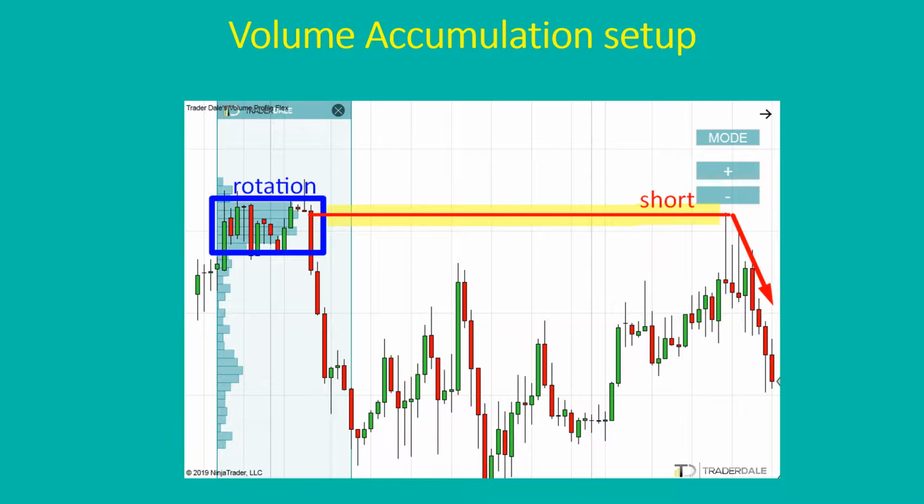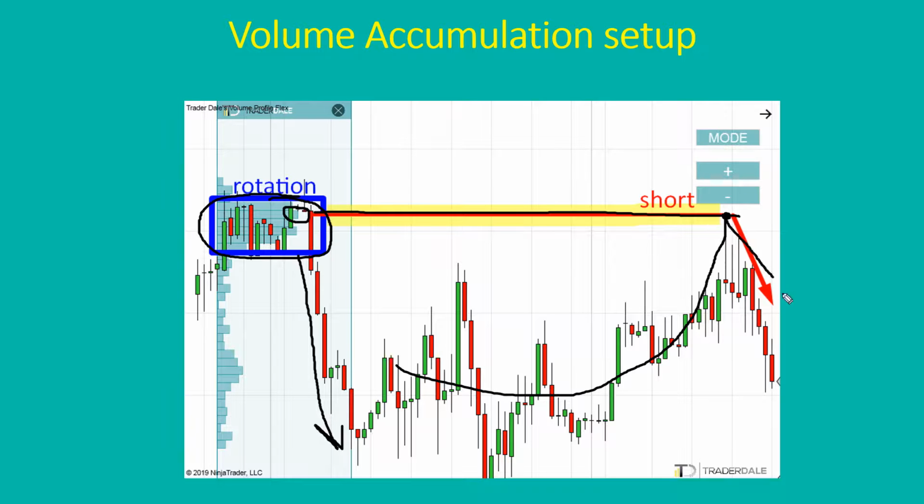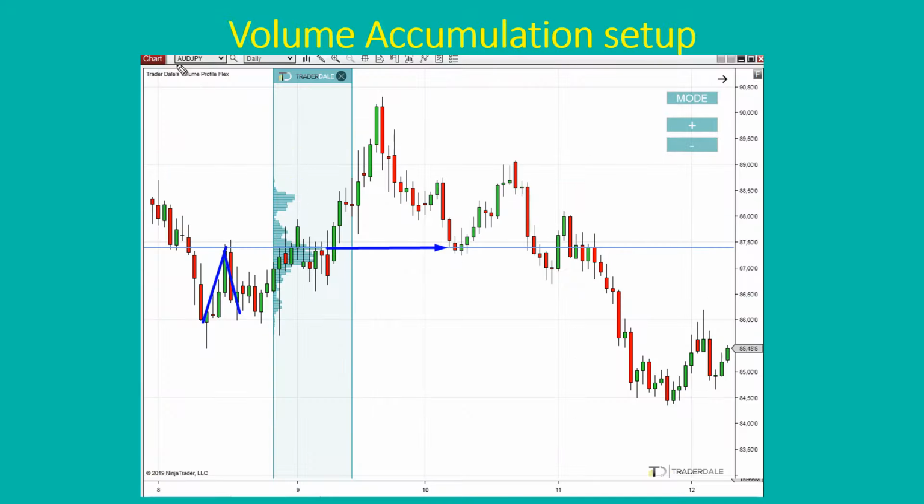Now let's have a look at some examples of swing trades using the volume accumulation setup. So in this case, you can see that there was a rotation in here followed by strong selling activity right there. So you draw a line, you wait for the price to make it back to the level, and from this place where the volumes were the heaviest, you go short. All right. Now this is the Australian dollar Japanese yen daily chart. By the way, all the charts I'm going to show you in this video will be daily charts.